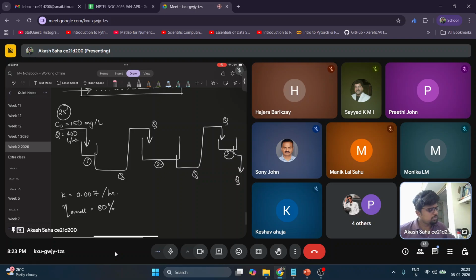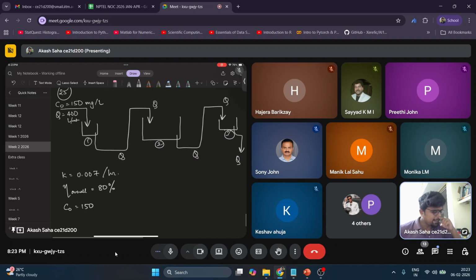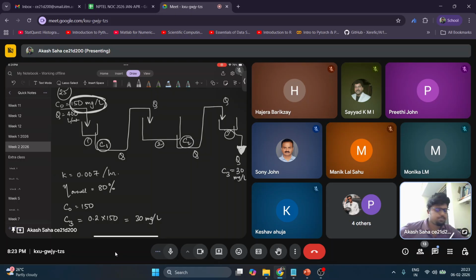So what do you mean by that? Suppose the initial concentration is 150. The final concentration coming from the third reactor will be 20% of 150, because 80% is getting degraded, so it will be 30 milligram per liter. So it is entering as 150 milligram per liter, and whatever is coming out from here, that is C3, will be equal to 30 milligram per liter. Now we have to find out what will be this C1 coming out from here and what will be this C2 coming out from here, because this same C1 will be coming here and this same C2 will be coming here. Is the question clear to all of you?